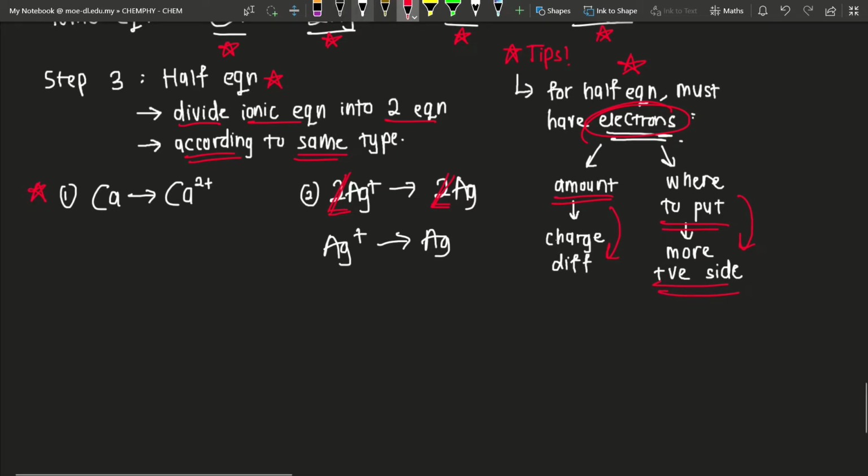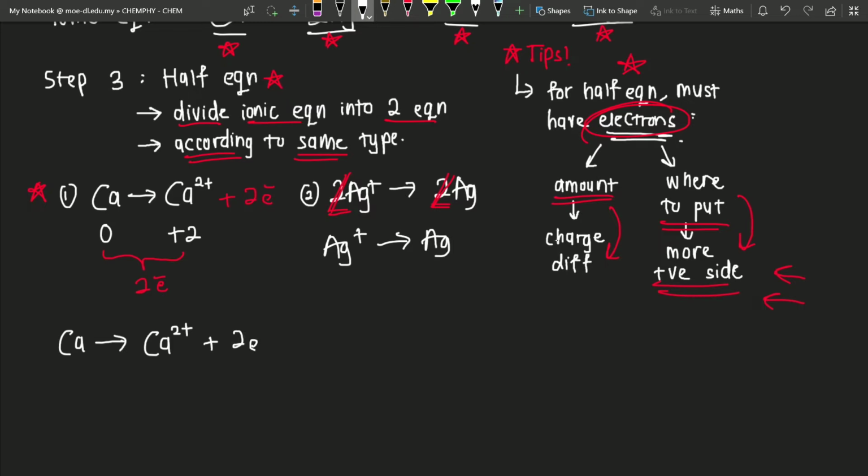So calcium will become calcium ion. Ca has no charge. Ca2+, the charge is positive 2. So the difference in charge is 2, which means you guys need 2 electron. So where to put these 2 electron, you guys will put them at the more positive side, which is beside Ca2+. So your final half equation will be Ca → Ca2+ + 2e-.